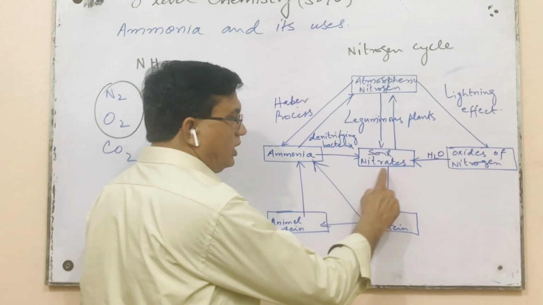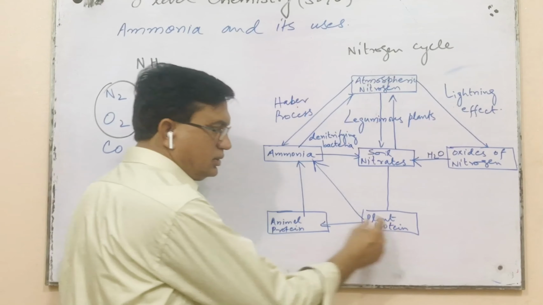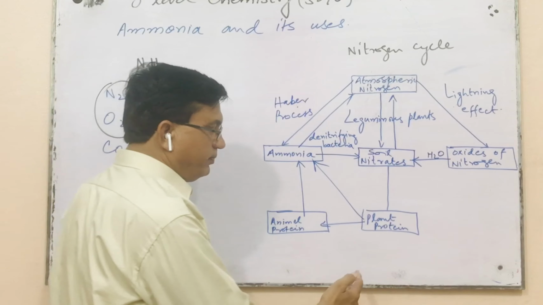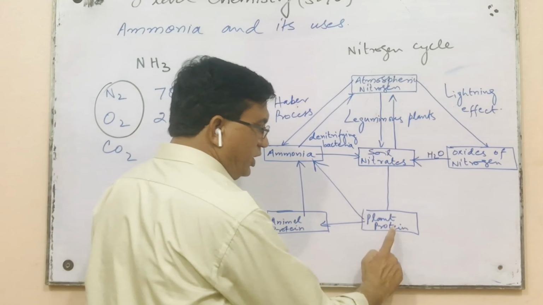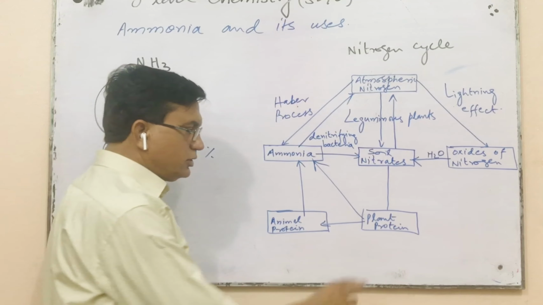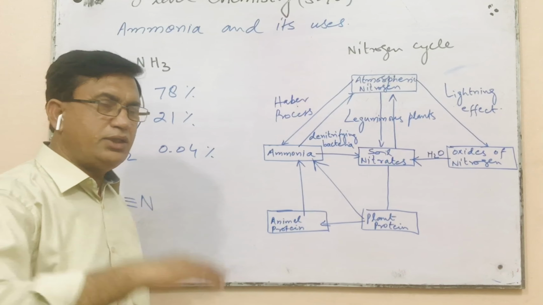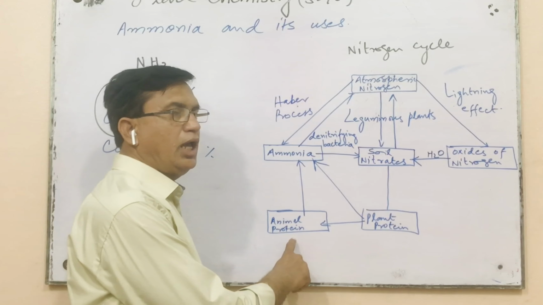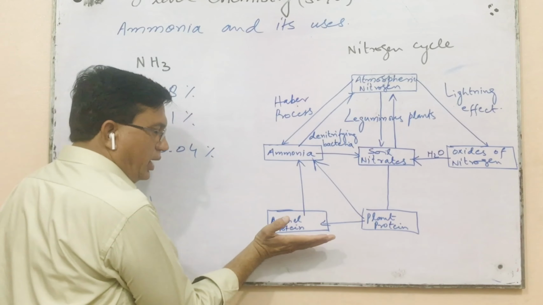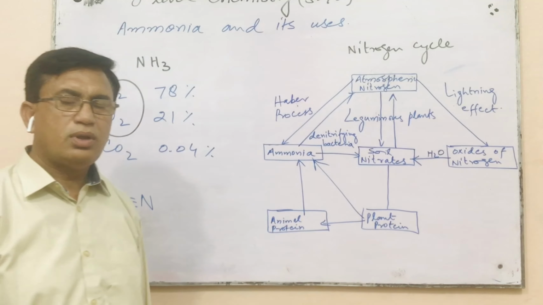Now, these soil nitrates are absorbed by the plants through their root hair system and change into plant protein. This plant protein is then eaten by animals and then changed into animal protein. Now plant protein and animal protein both can be converted directly into ammonia.